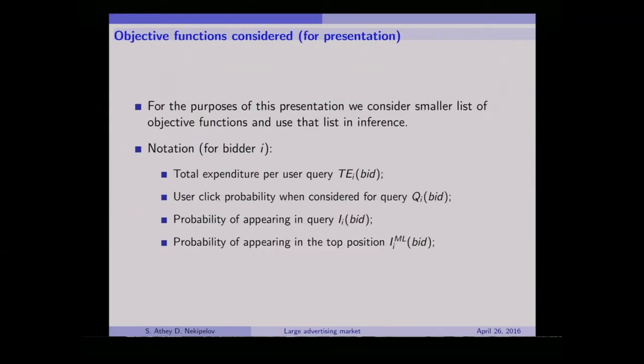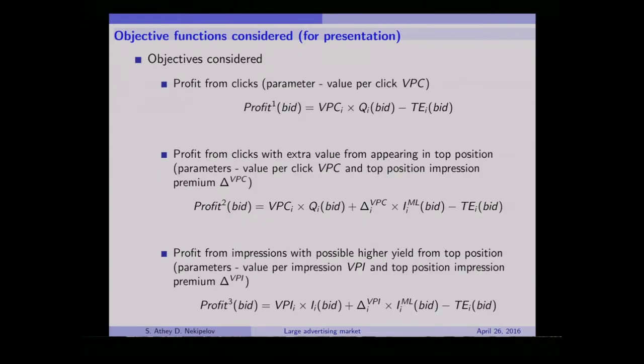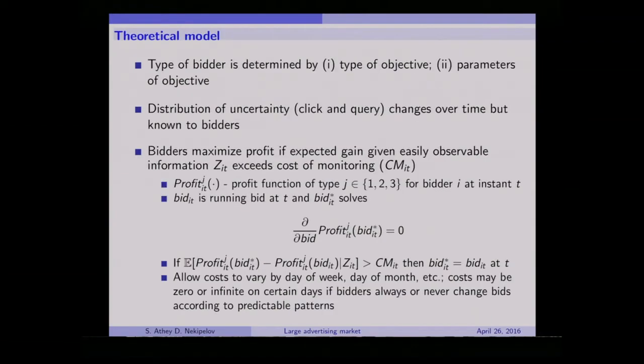So for each bidder, I can write down their total expenditure, the click probability, the probability of appearing, that's an impression, and also the probability of appearing at the top. And so I can write down the profits from these different objectives. The notation isn't too important. It's just to say that for each of the objectives, profit from clicks, from impressions, and from appearing in the top position, they're all functions of bids. They're all smooth functions of bids because of the uncertainty. So I can differentiate all these objectives, and for each of them, I can invert them to figure out for each bid what values would have made those optimal.